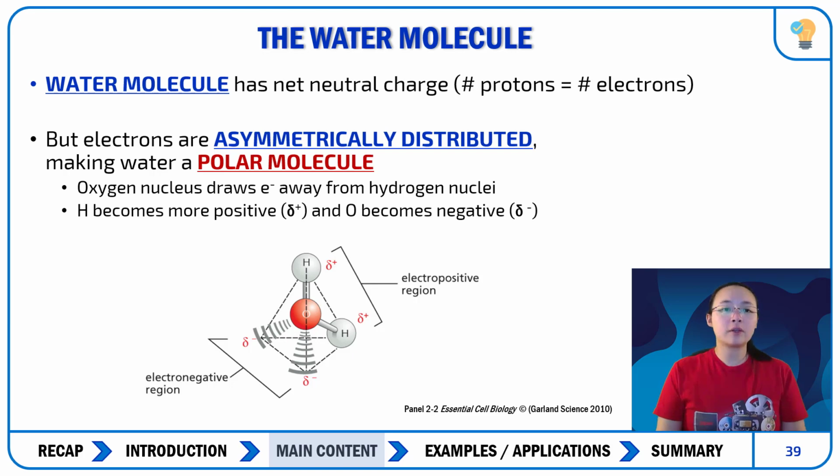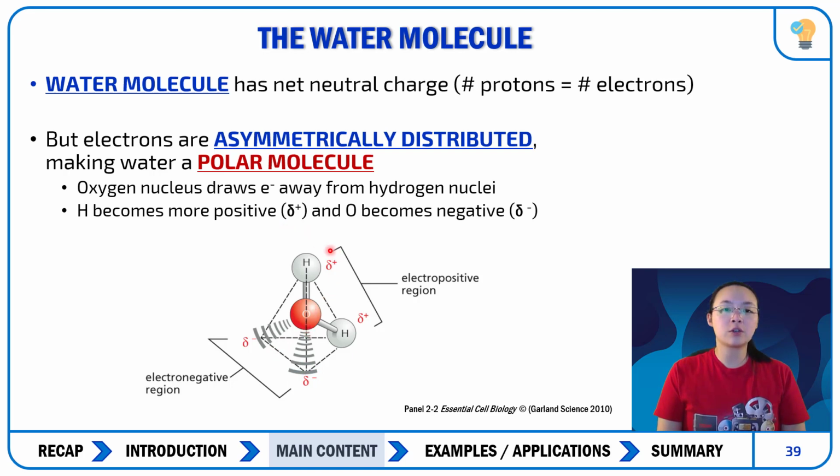So we've taken a look at the hydrogen bond. We now want to take a look at the water molecule. The water molecule itself is neutral, so it has a net neutral charge. But because of the asymmetrical distribution of electrons, water becomes a polar molecule. The oxygen here has two lone pairs of electrons. It's going to draw electrons away from the hydrogen nuclei.